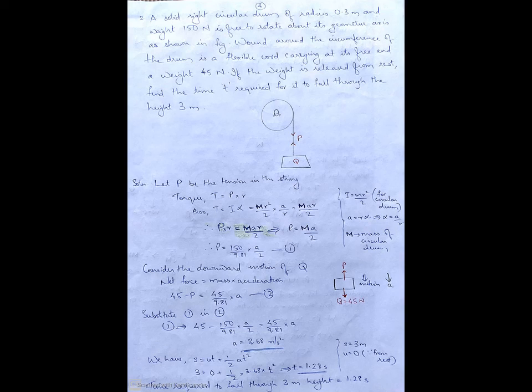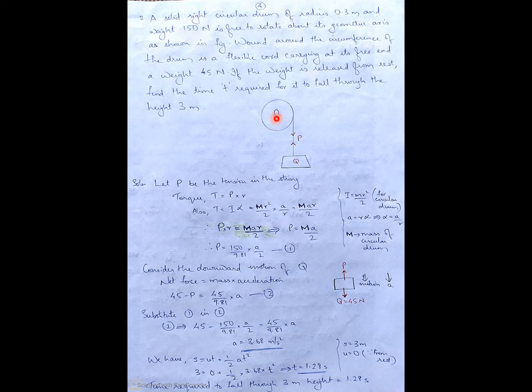Okay, second problem. A solid right circular drum of radius 0.3 meter and weight 150 Newton is free to rotate about its geometric axis as shown in the figure. Wound around the circumference of the drum is a flexible cord carrying at its free end a weight of 45 Newton. If the weight is released from rest, find the time t required for it to fall through a height of 3 meter. So the figure is given.